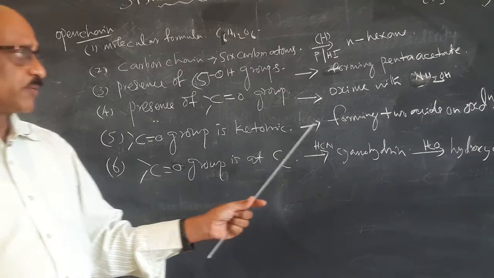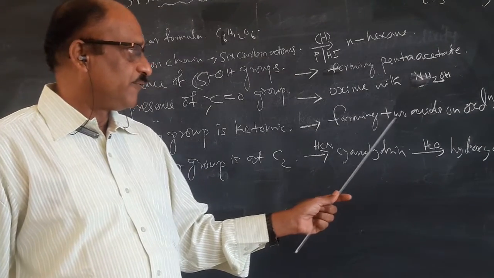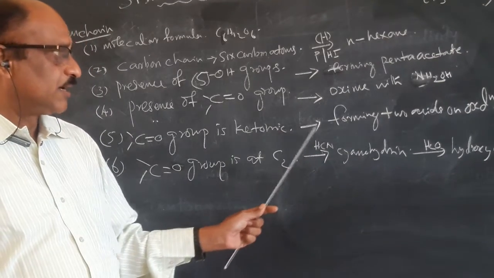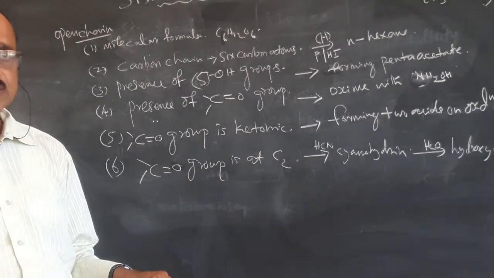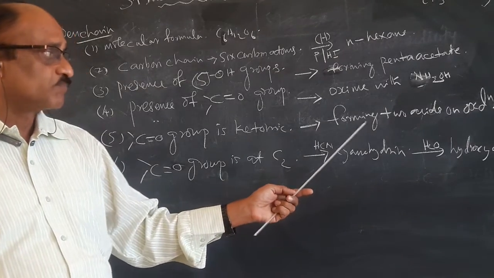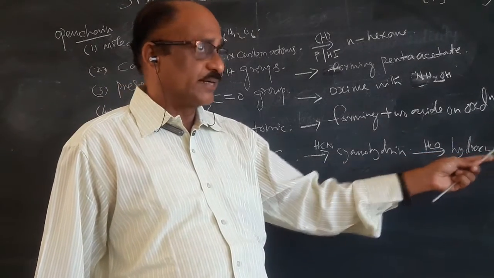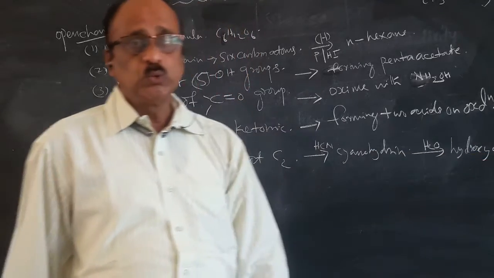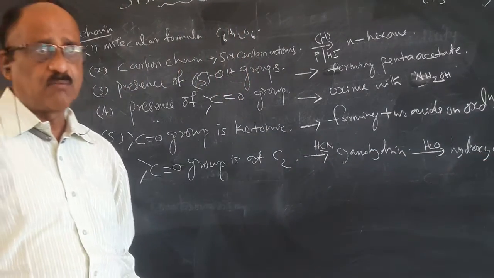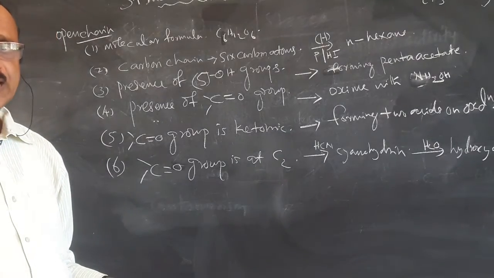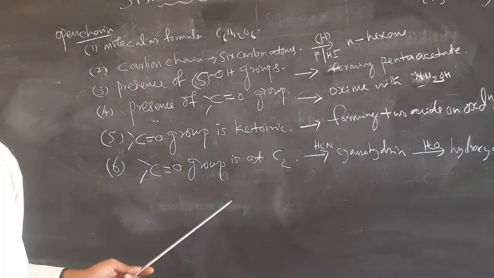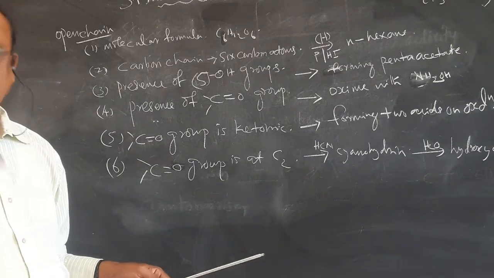That is also confirmed by the reaction of fructose on oxidation. Fructose, if you oxidize, you are getting two acids. One is tartaric acid containing 4 carbon atoms and glycolic acid containing 2 carbon atoms. That means any ketone can produce 2 acids, a mixture of acids on oxidation. Aldehydes can form only one acid.